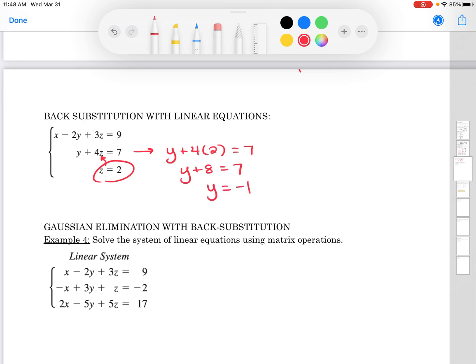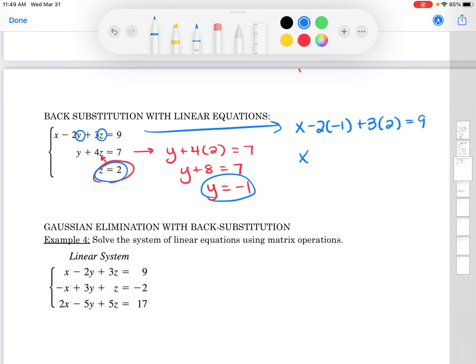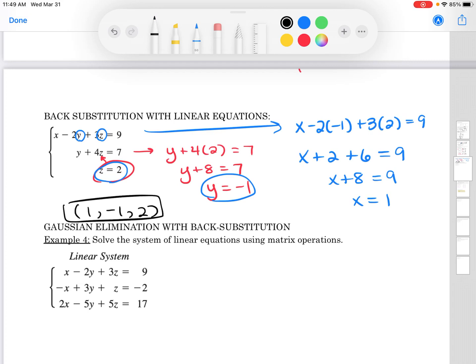Once I know that z is 2 and y is -1, I can plug both of these in here and solve for x. So I'm going to have that x minus 2 times -1 plus 3 times 2 is equal to 9. That gives me x plus 2 plus 6 is equal to 9, x plus 8. We are going to get x is 1. And then finally, my solution is 1, -1, 2. That's the solution. So using something similar, we're going to attempt to get it in this special form where it's really easy to use back substitution.